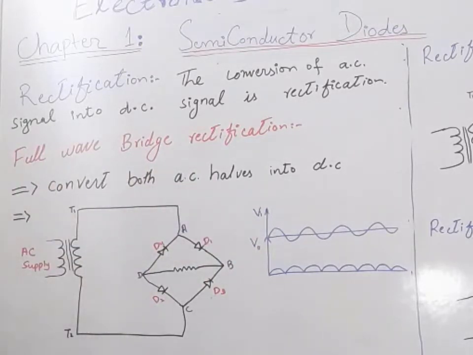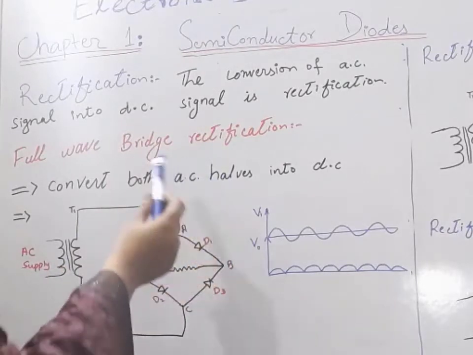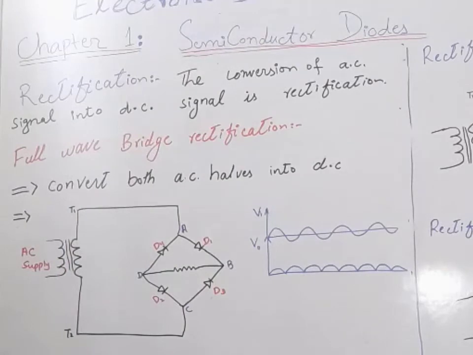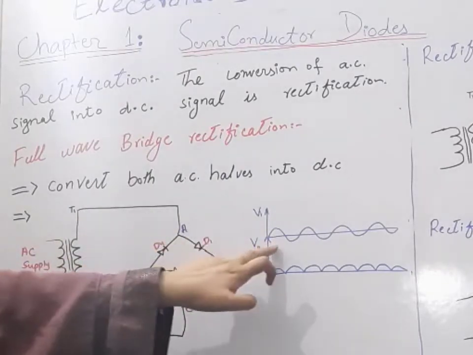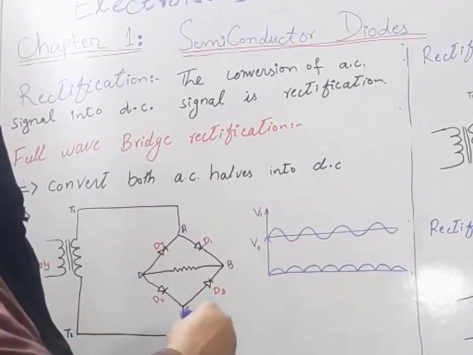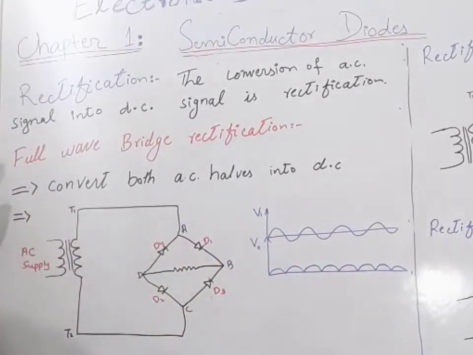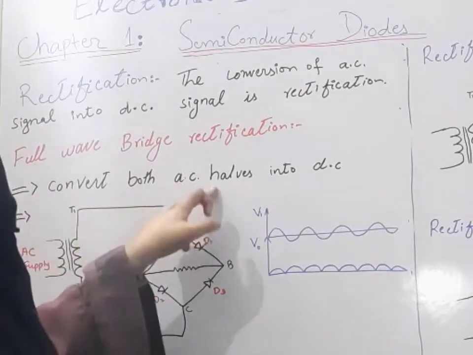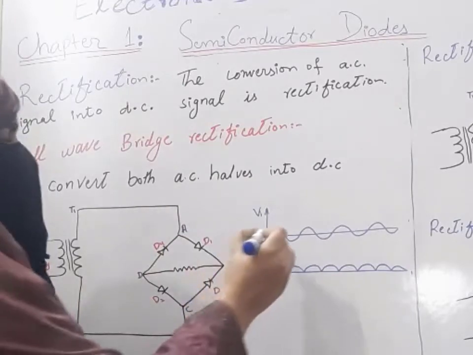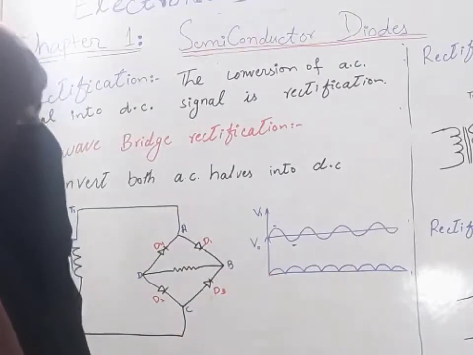So we have a circuit here, full wave bridge rectifier. We have a bridge like circuit here, so that's why we call it the bridge rectifier. And we will have the full wave here. This is the full wave, positive halves and negative halves, and we will get both positive and negative halves. So that's why we call it the full wave bridge rectifier circuit. It will convert both AC halves into the DC halves. So it will convert both positive and negative AC halves into the DC halves.